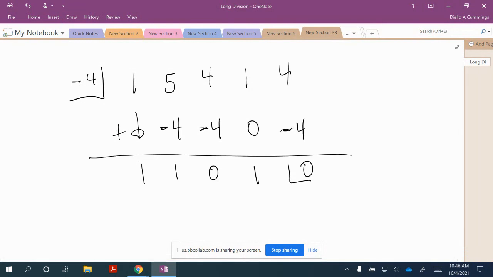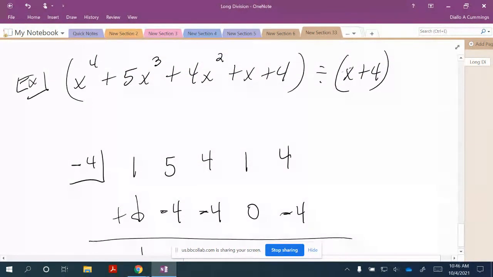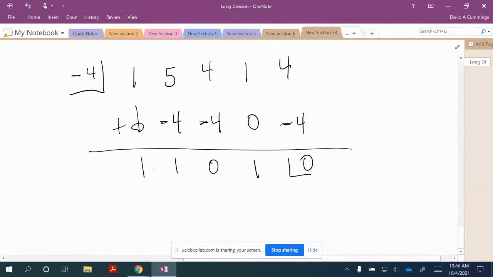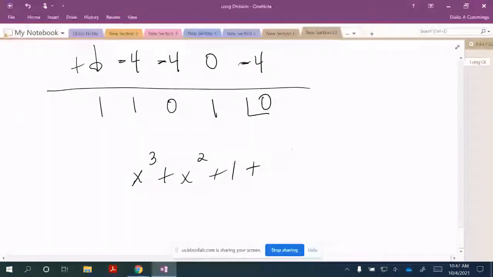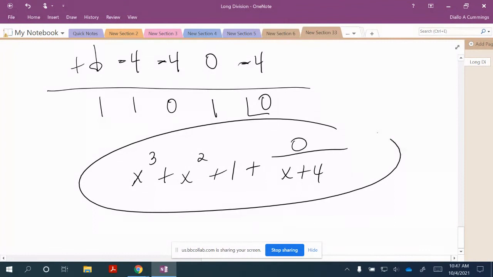Remember that synthetic division lowers our degree by 1. We started off with a 4th degree, so these would be the coefficients for our polynomial. We can write out the quotient as x cubed plus x squared plus 1 plus 0 over x plus 4. So looking at these, sometimes even though it may appear to have a remainder, the remainder could actually be 0.